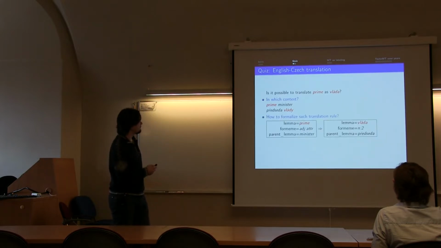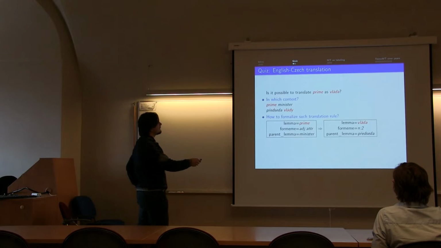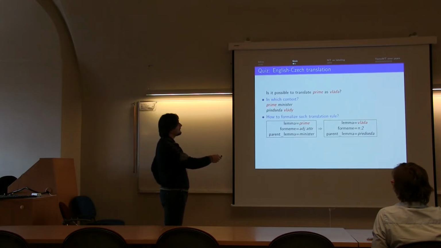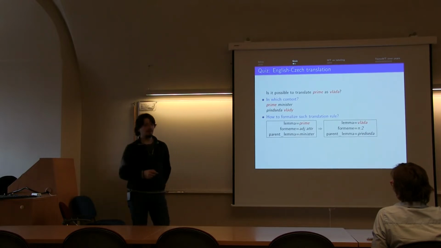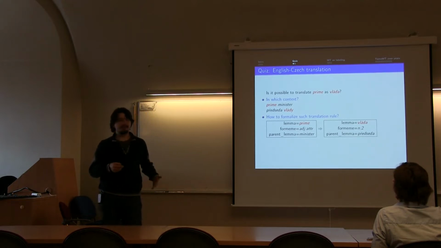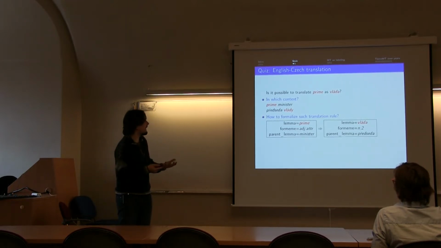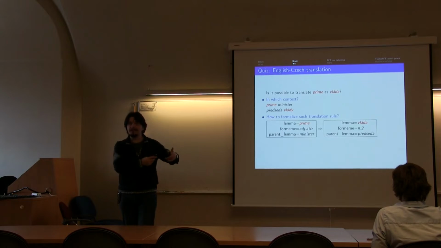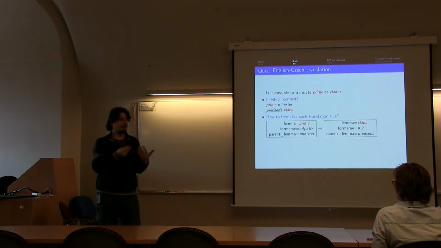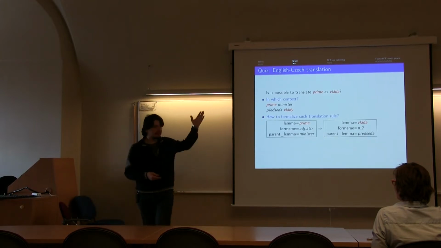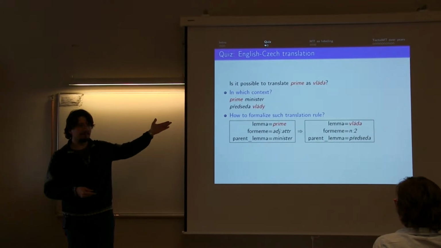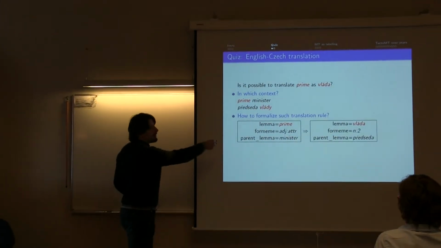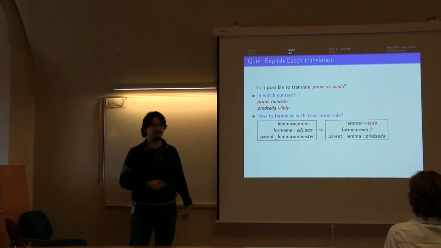And as you can see, the adjective is translated as a noun. So you may say it's not a translation. Vlády is not a translation of the word prime. Well, you may say it, but in TectoMT, this can be done. TectoMT can do this, even in the isomorphic setting. This is the point of this slide. So it seems like a strange translation, but it's still possible in the isomorphic setting. So even if you would say that this is a phrase which cannot be translated independently, still it's isomorphic.